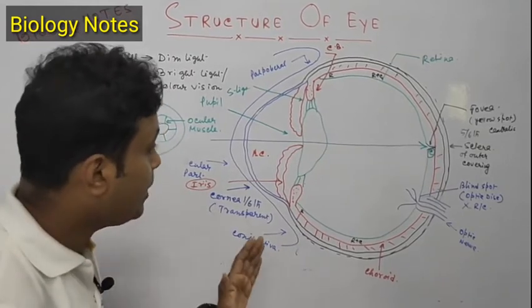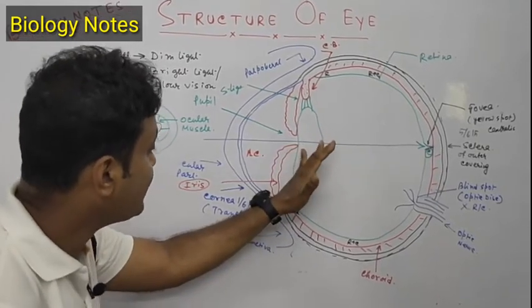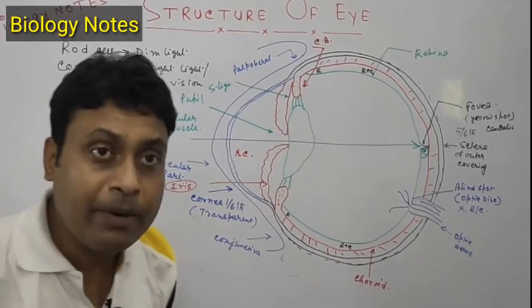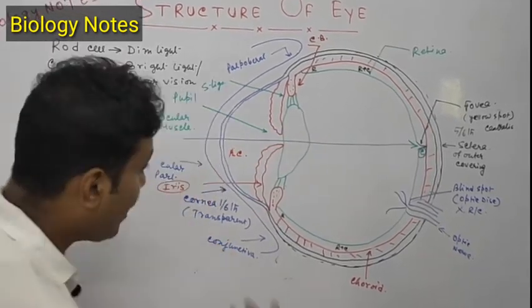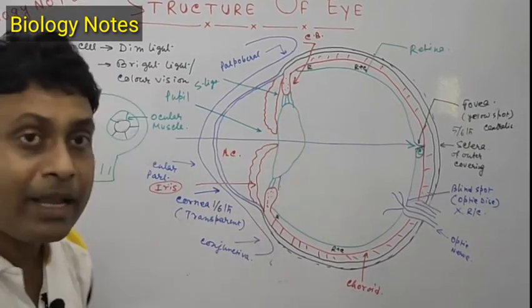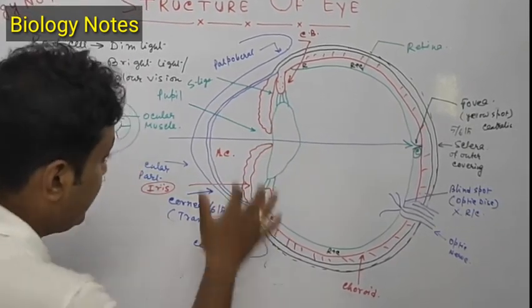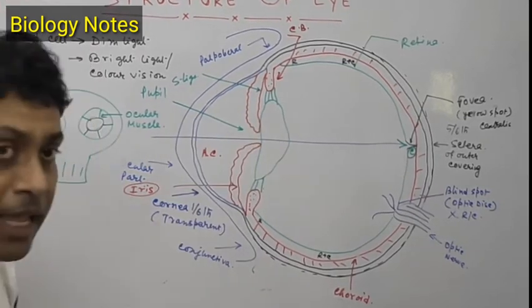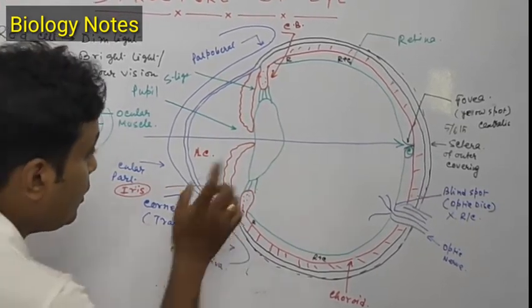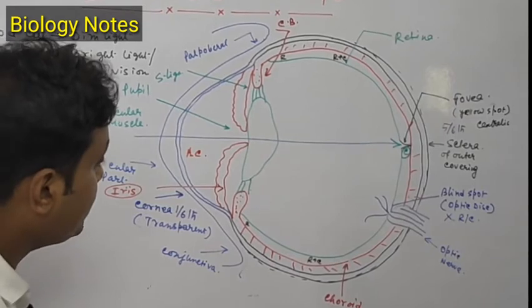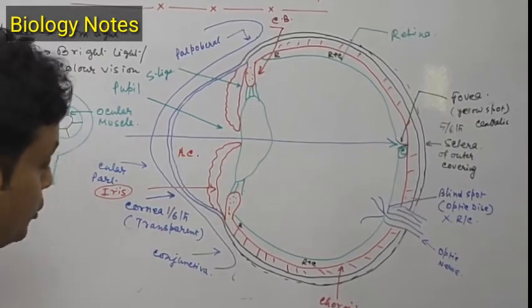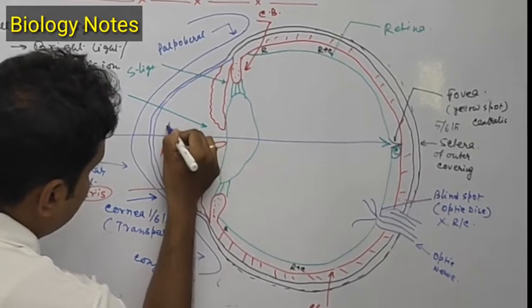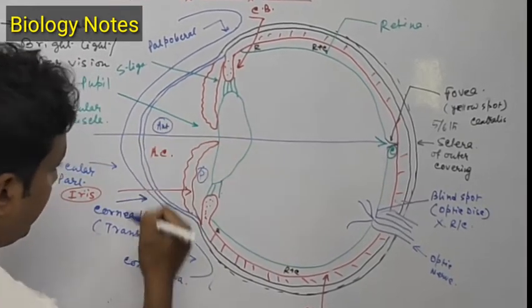The aqueous chamber is present in between the lens and the cornea. So the chamber which is present in between lens and cornea is known as the aqueous chamber, and the aqueous chamber has two parts. One is the anterior part, which is present in between the iris and the cornea, and another is called the posterior part, which is present in between the lens and the iris. So this is the posterior part, and this is the anterior part of the aqueous chamber.